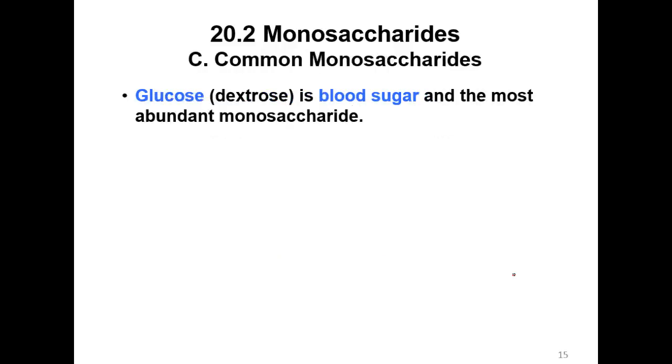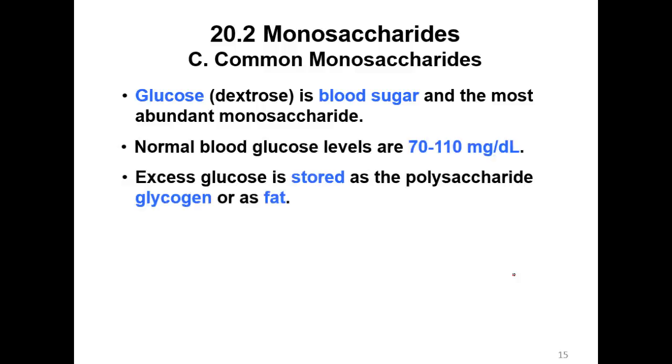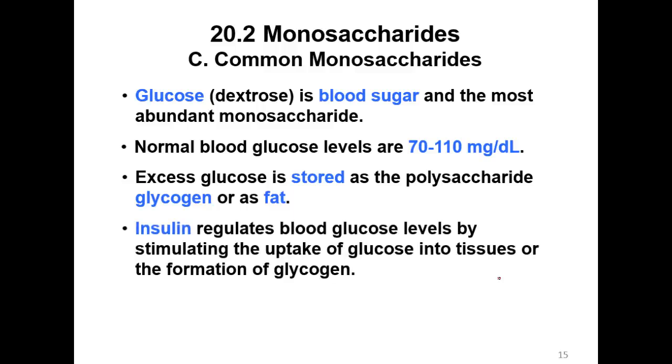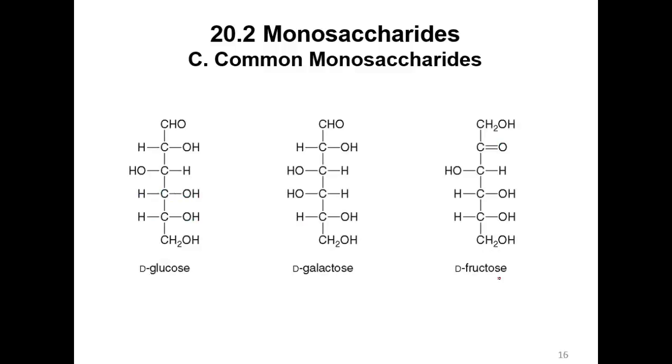All right, glucose, or dextrose, which is another name for glucose, is blood sugar and is the most abundant monosaccharide. That's what our body uses. All right, we don't have to get into the medicine of it. Excess glucose is stored as a polysaccharide, as glycogen, or as fat. We've talked about this. Insulin regulates blood glucose. It's basically the one that uptakes our glucose into our cells. Patients with diabetes have insufficient insulin or a very large amount of glucose. We have to go over that again.